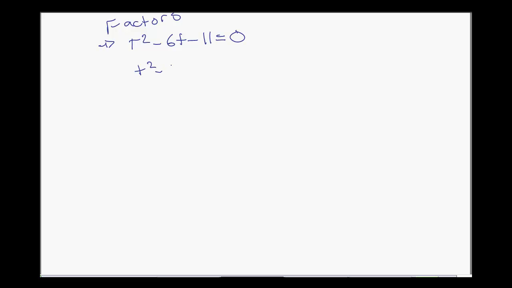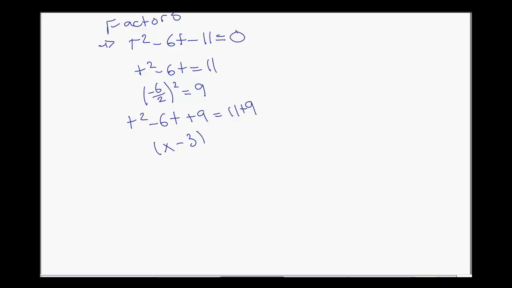t squared minus 6t equals 11 now. Complete the square, we get negative 6 divided by 2 all squared equals 9. So we rewrite t squared minus 6t plus 9 equals 11 plus 9. And that has a perfect square factor of t minus 3 all squared here. And 11 plus 9 is 20.